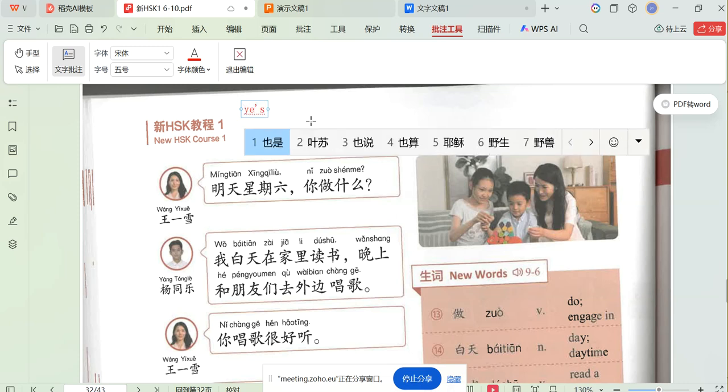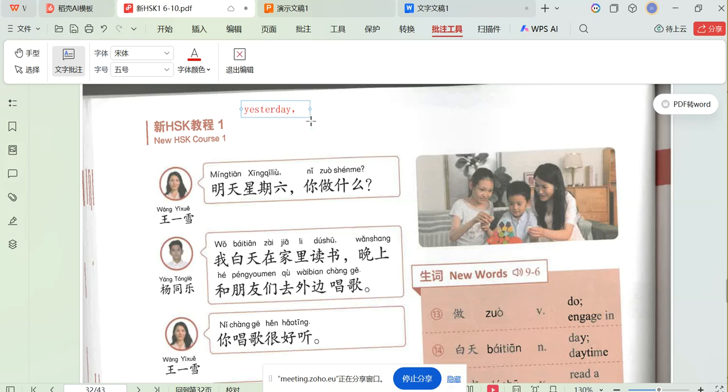How do we say yesterday? Today? Tomorrow? Today is 今天. Very good. Tomorrow is 明天. Yesterday is 昨天.